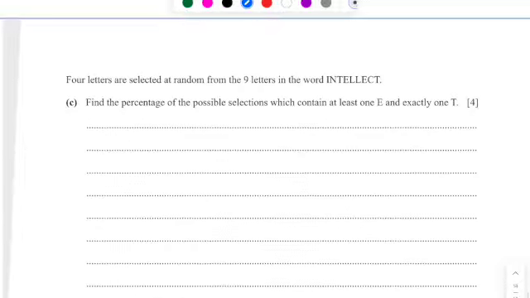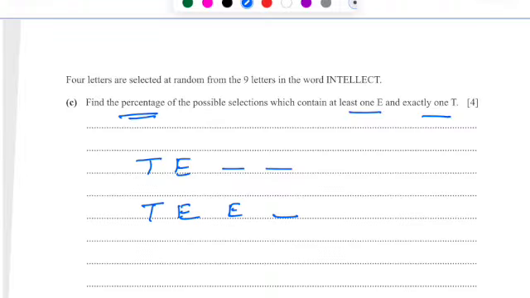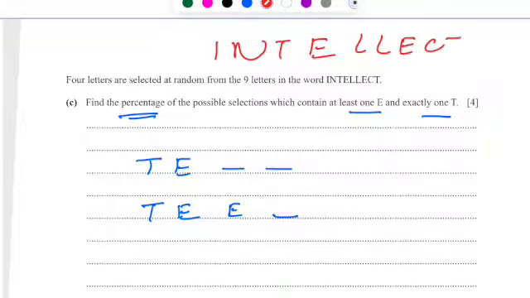Then finally, 4 letters are selected at random from the word intellect. Find the percentage of possible selections which contain at least one E and one T. So it should have a T and an E and 2 more, or one T and 2 E's and 1 more. So in that case, in intellect, we can see that E's are over and T is over. So how many am I left over with?